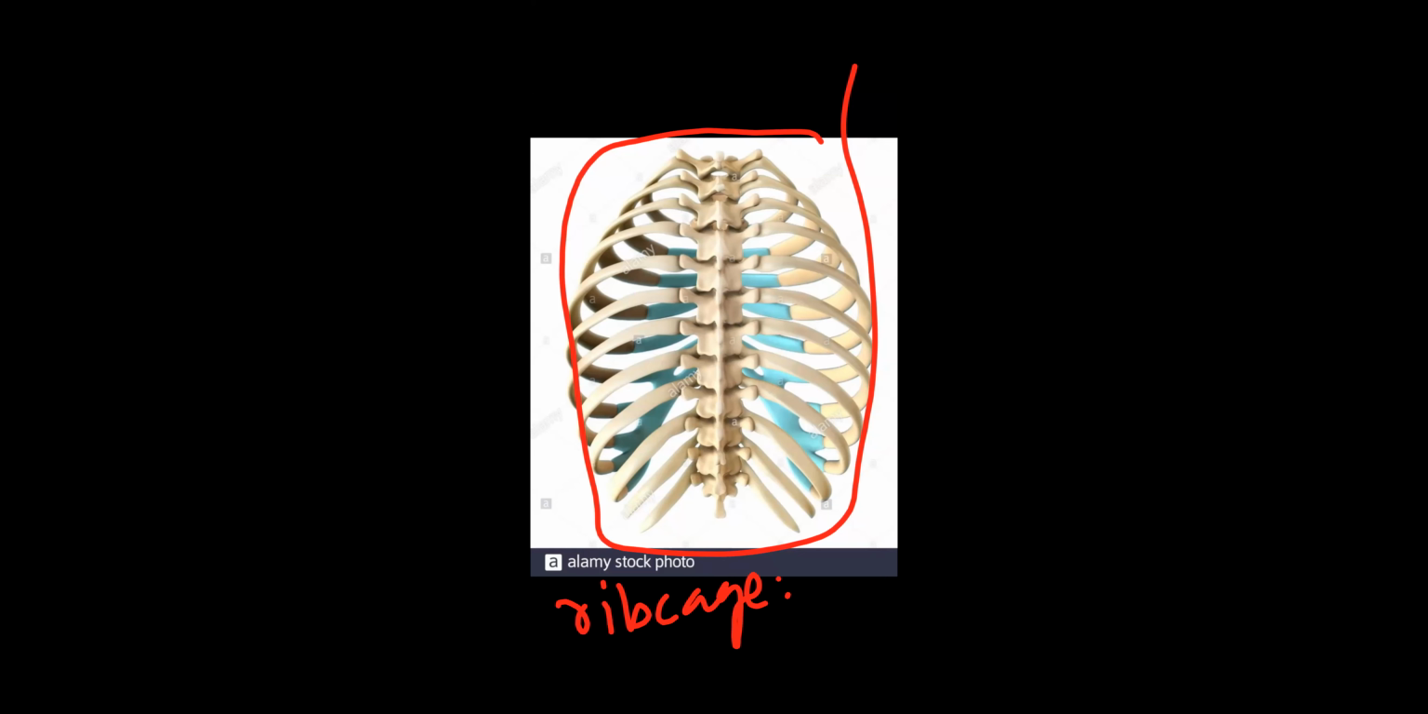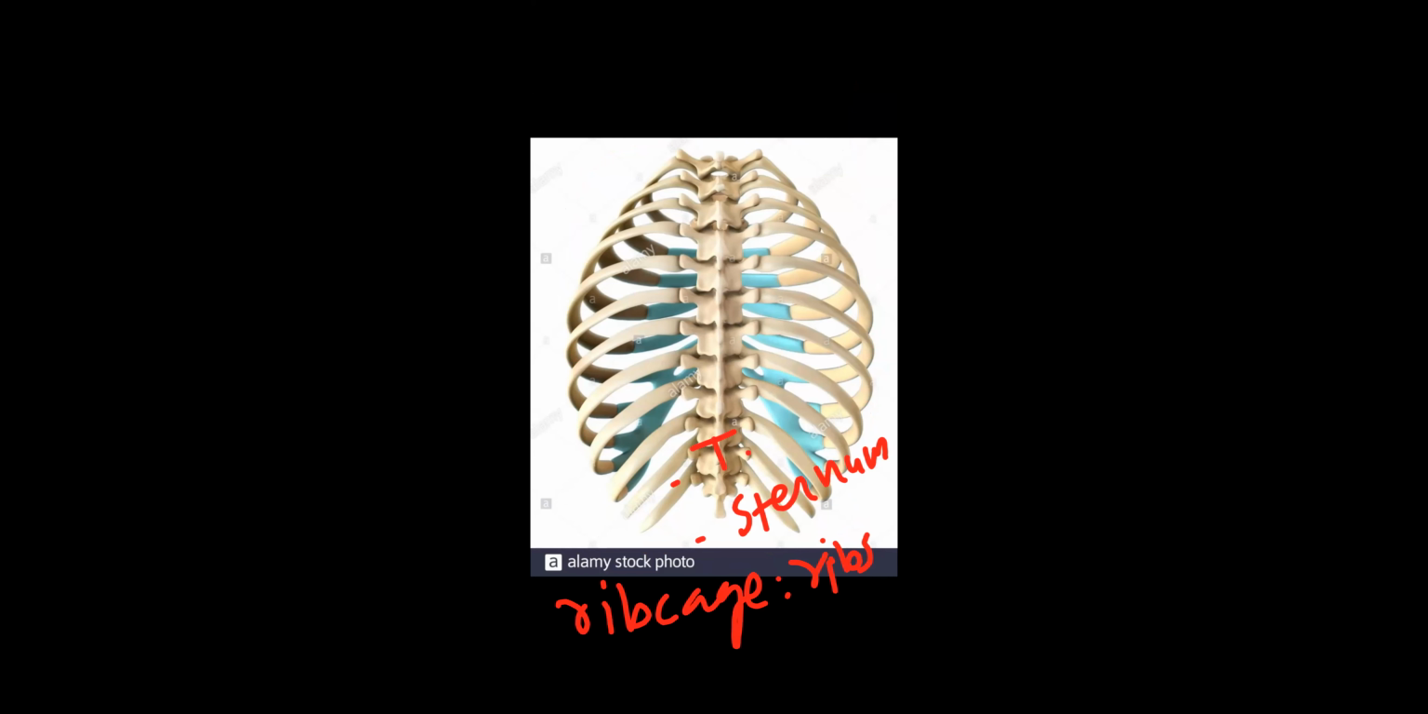First, the ribs are included. Then, on the ventral side, what comes? The sternum. And on the dorsal side, what comes? The thoracic vertebrae of the vertebral column. The rib cage is restricted to the thorax only.